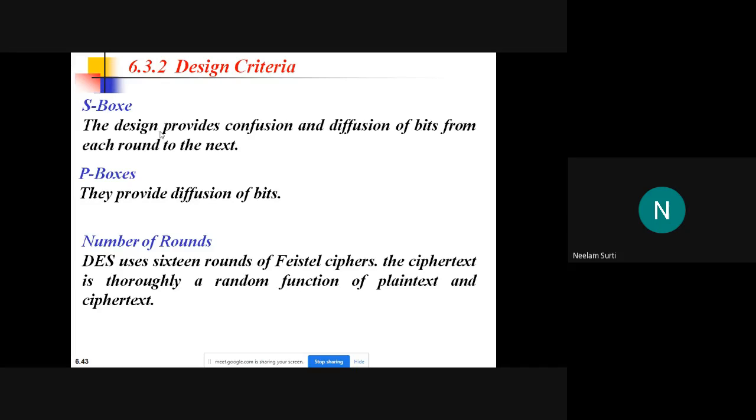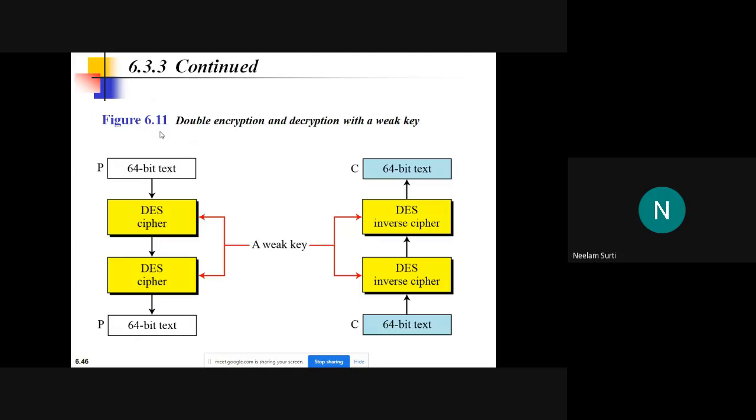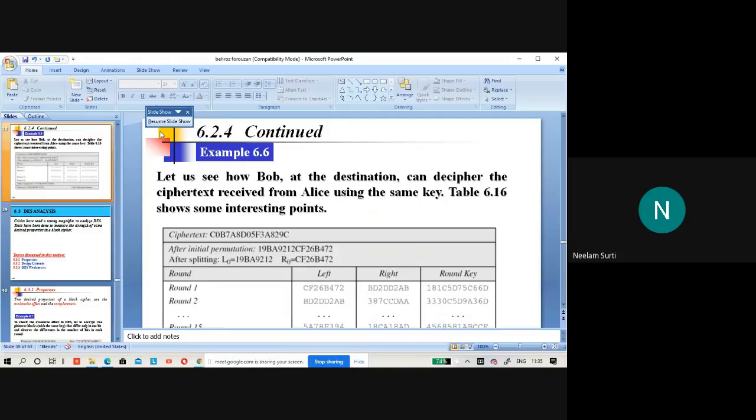We have seen in the previous lecture how many S-boxes and how many P-boxes should be considered. Double DES and triple DES we will see in the next lecture. So I am ending this lecture. If you have any query, you can ask me.